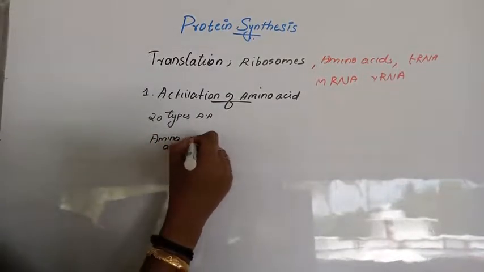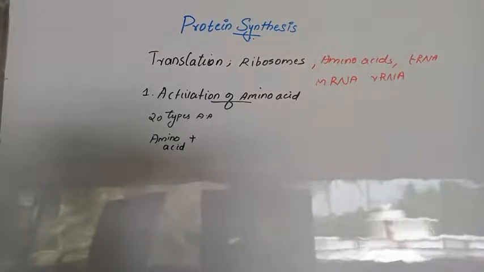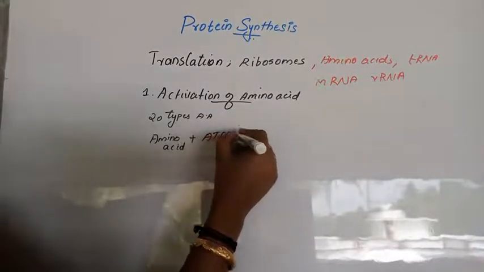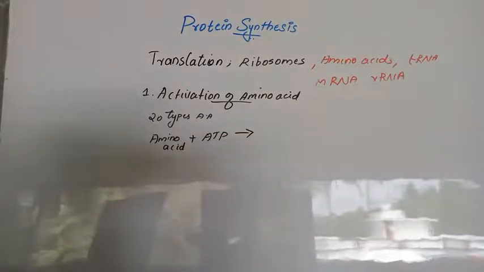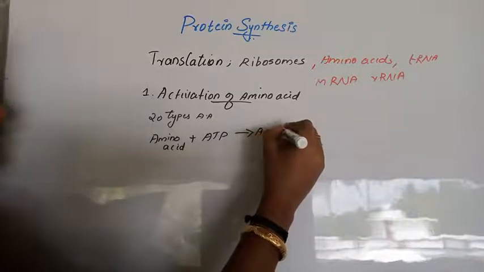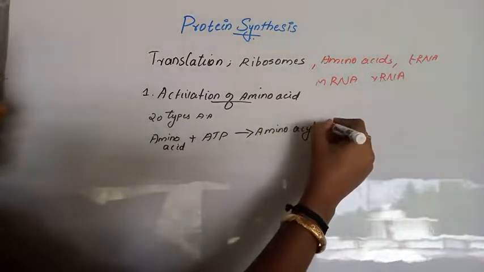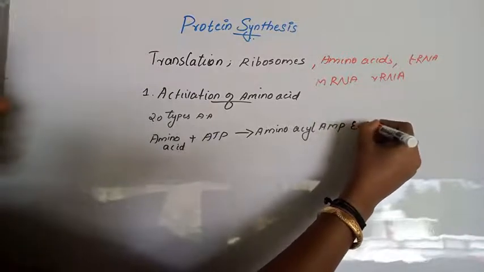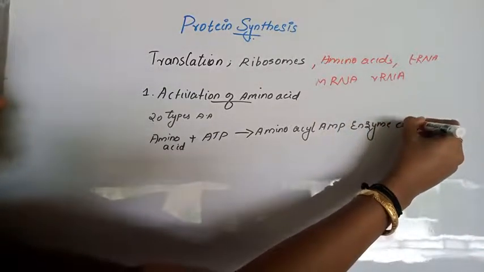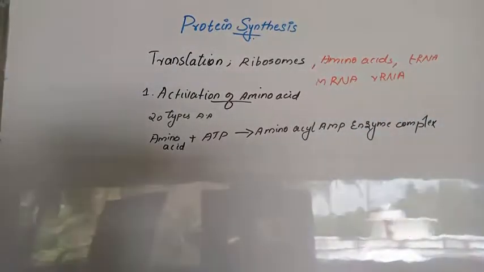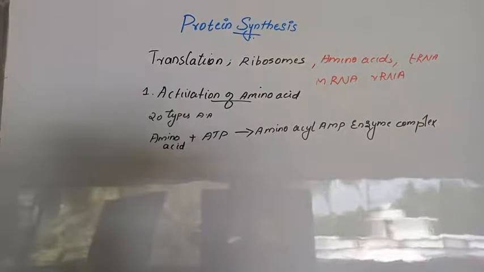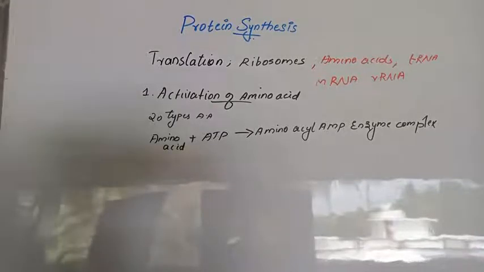Amino acid reacts with the energy molecule, that is ATP, to form the aminoacyl AMP enzyme complex. How is it formed? When 20 different types of amino acids are involved in protein synthesis, each amino acid combines with ATP to form the aminoacyl AMP enzyme complex.